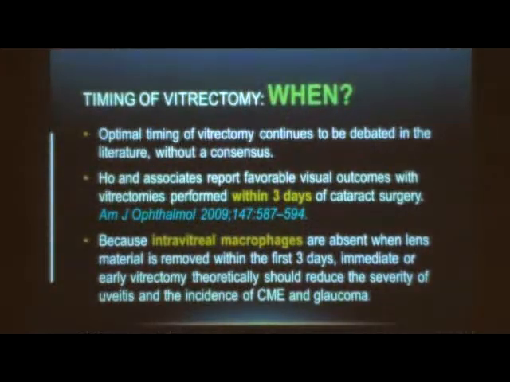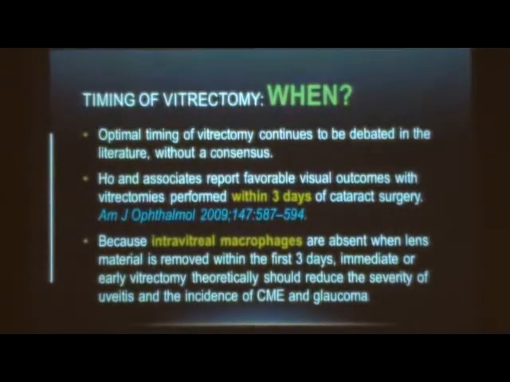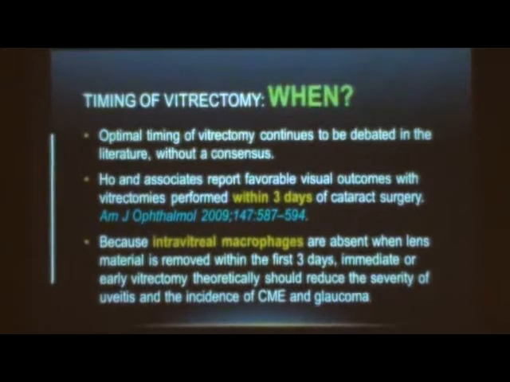So when to interfere? Optimal timing of vitrectomy continues to be a debated issue in the literature without a consensus. However, one report said that there are favorable visual outcomes with vitrectomies performed within 3 days of cataract surgery. Why? Because they say intravitreal macrophages are absent when lens matter is removed within the first 3 days. Immediate or early vitrectomy theoretically should reduce the severity of uveitis and the incidence of CME and glaucoma.